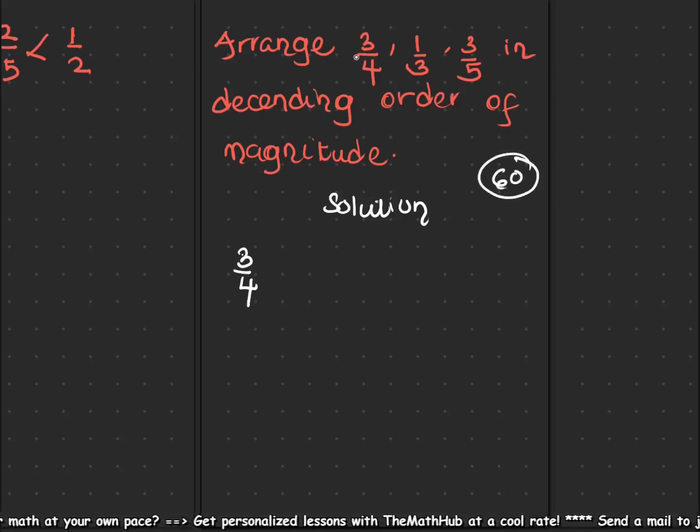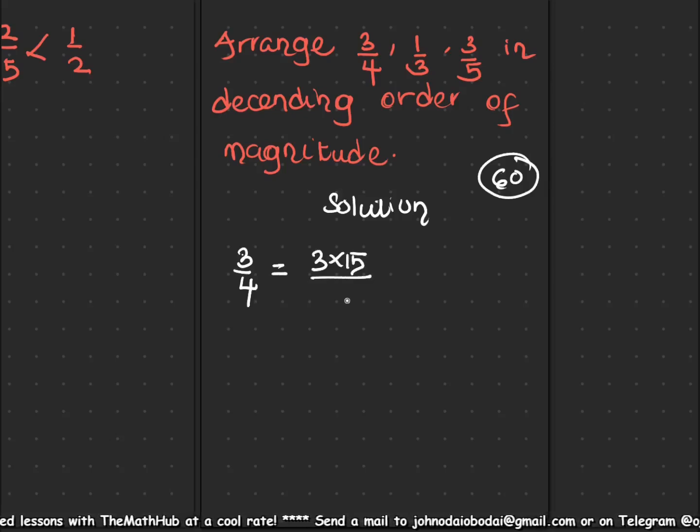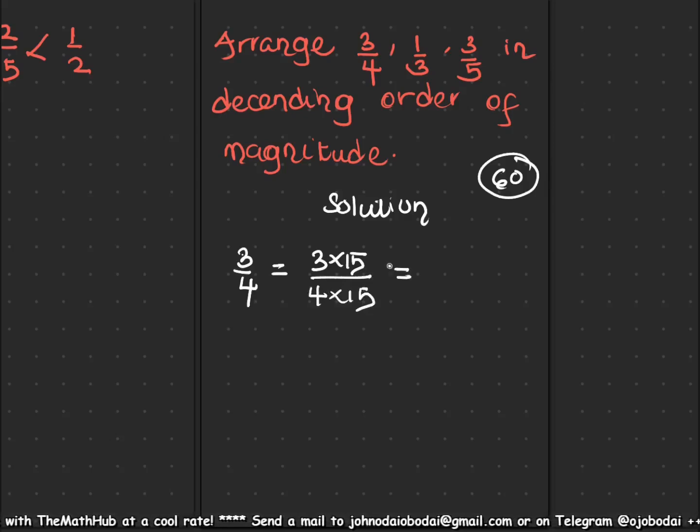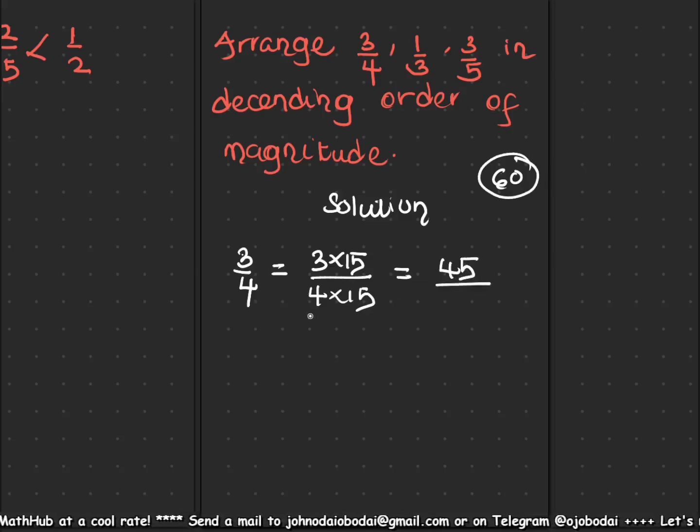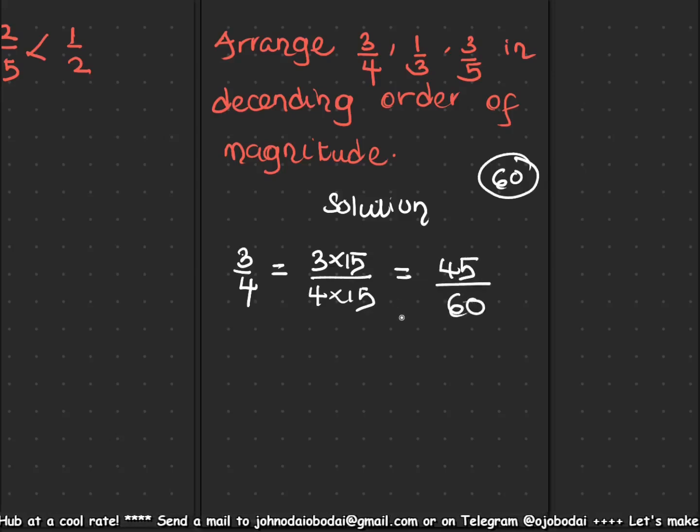Then we ask ourselves, 4 divides 60 how many times? That is 15. So what we do is we write the equivalent form of 3 over 4 with respect to 60. What I mean is we have 3 times 15. We are multiplying both the numerator and the denominator by this 15. And 3 times 15 we know gives us 45, over 4 times 15, which gives us 60.